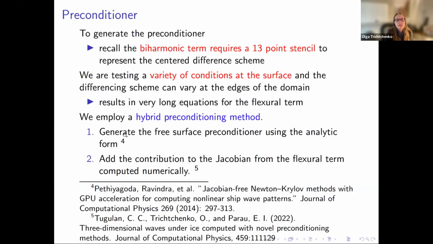And then the rest of the preconditioner, you can generate it from just the free surface waves, so gravity waves without ice. So you can have that contribution analytically. You can keep that, you can store it, and then you can modify all the different regimes that you're looking at for ice numerically. And so this free surface preconditioner using the analytic form was really done again. You can see it for details in this paper. And then this hybrid preconditioning method, if you want more details, we also have a paper on that.